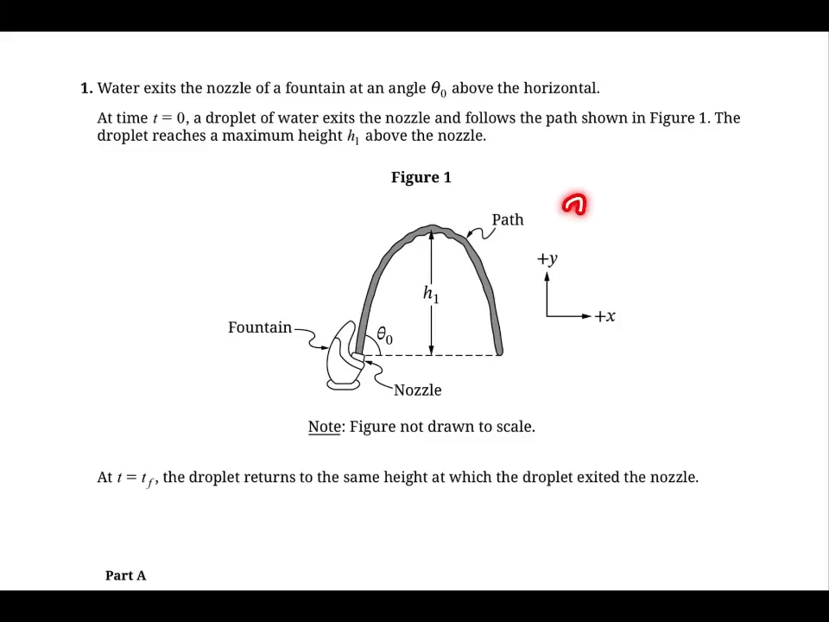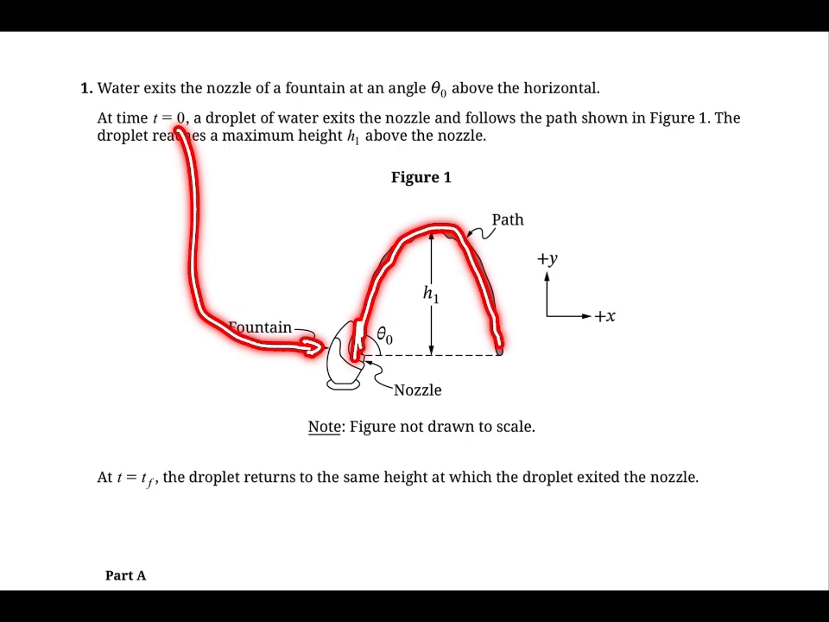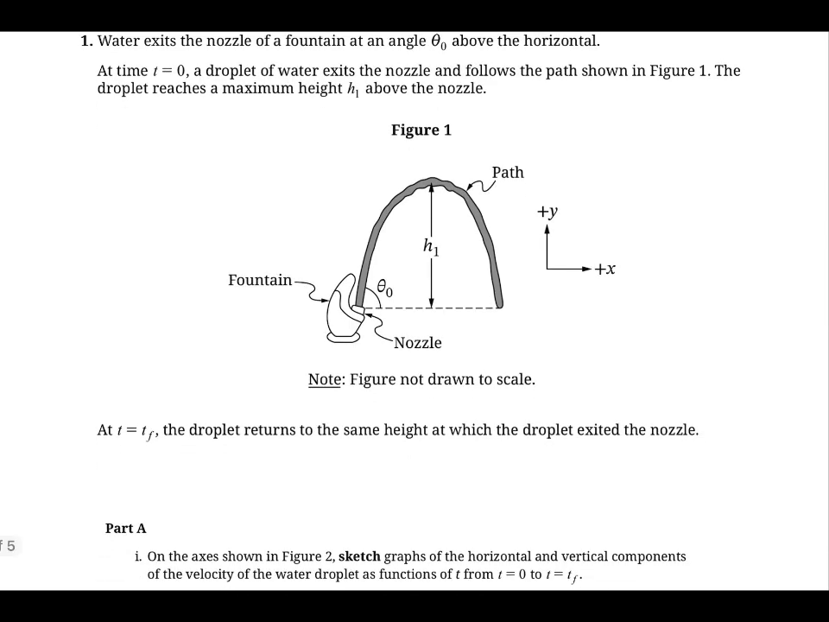This is the FRQ 2026 question. Let me read the question for you. Water exits the nozzle of a fountain at an angle theta naught above the horizontal. At time t equals 0, a droplet of water exits the nozzle and follows the path shown in figure 1. The droplet reaches maximum height h1 above the nozzle.